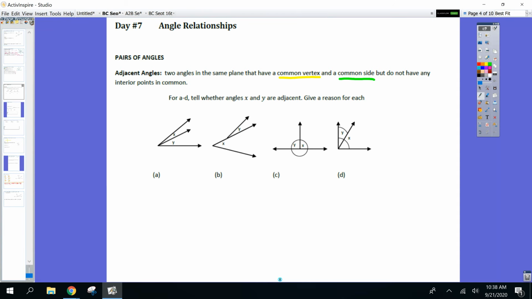All right, so let's look at letter A. Everyone see angle X and Y? Everyone see the two angles I'm referring to first. Are they adjacent or not? Well, I'm going to pick somebody right now, and you're going to go through this checklist with me to see if it fulfills the conditions to be two adjacent angles.